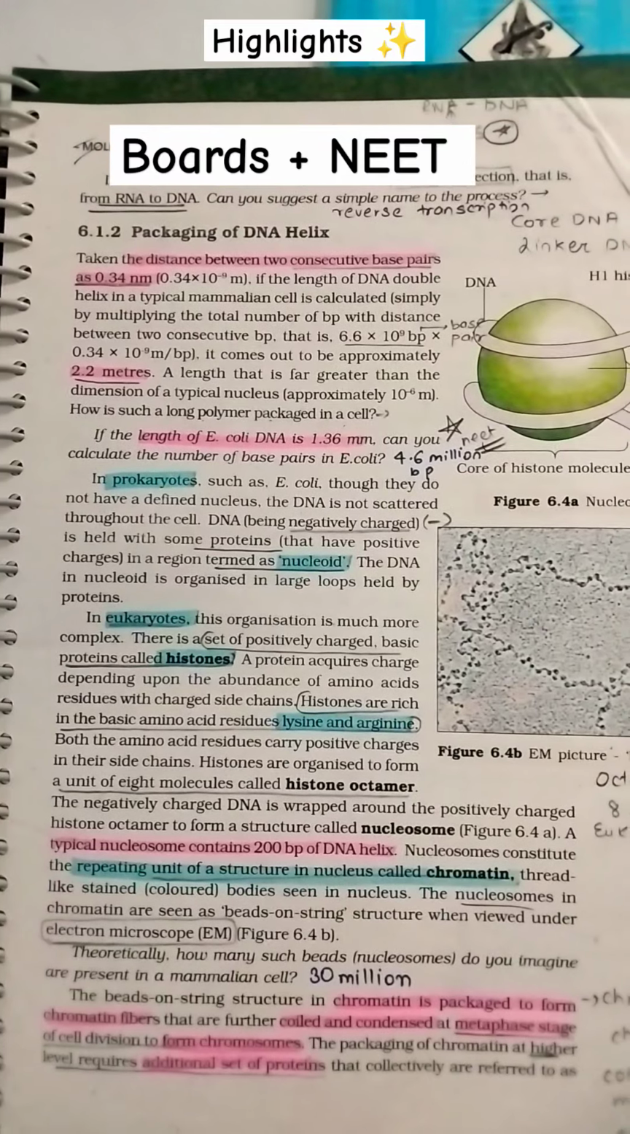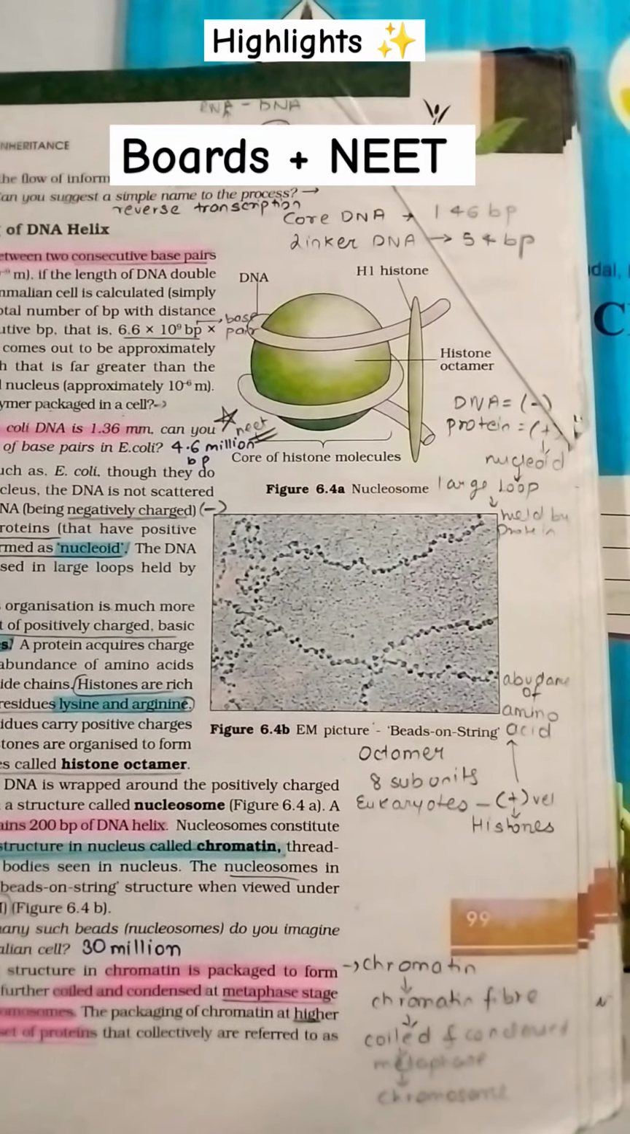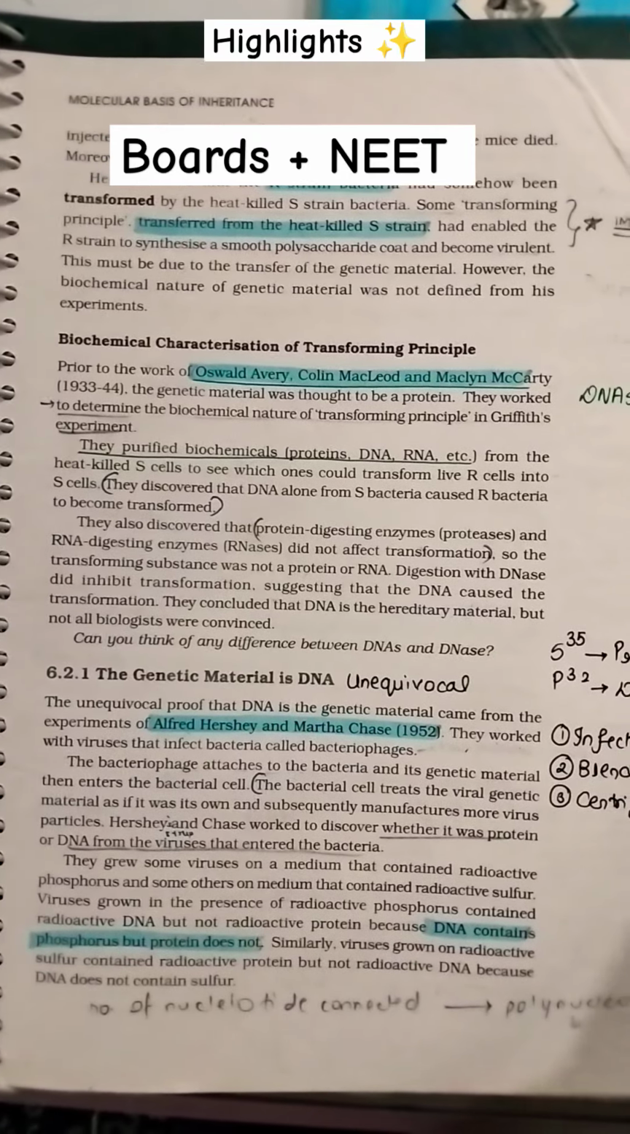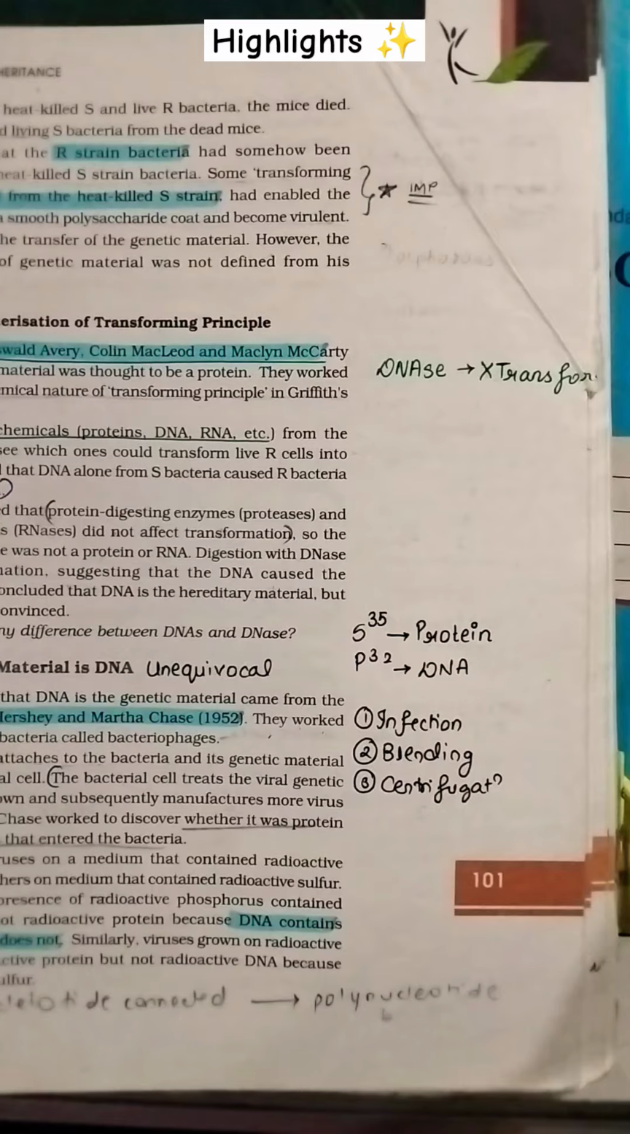Important diagrams have been marked. Star marking has been done. From the NEET point of view, I have mentioned NEET over there. Scientist names, what they have discovered, and their experiments are also noted.